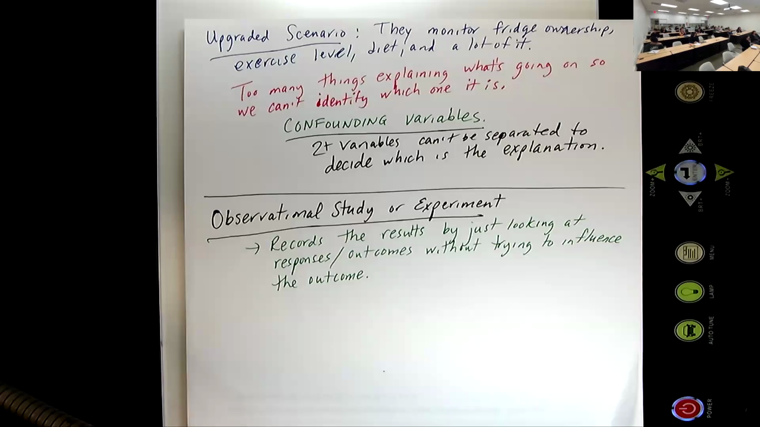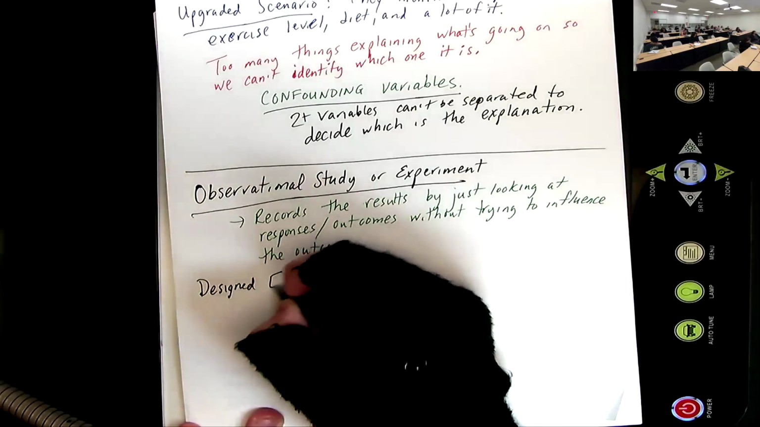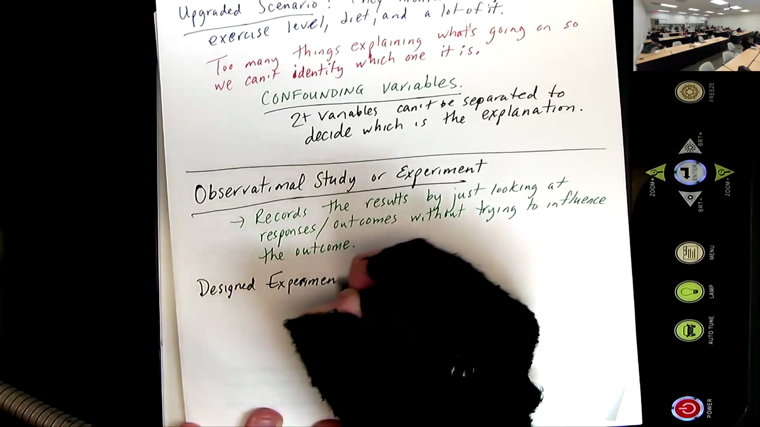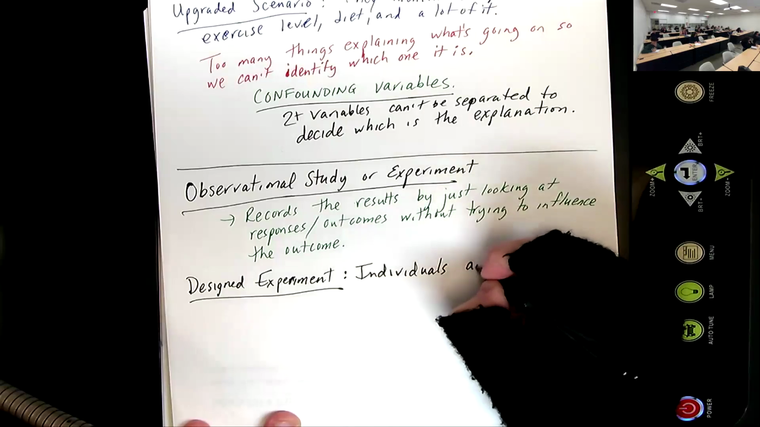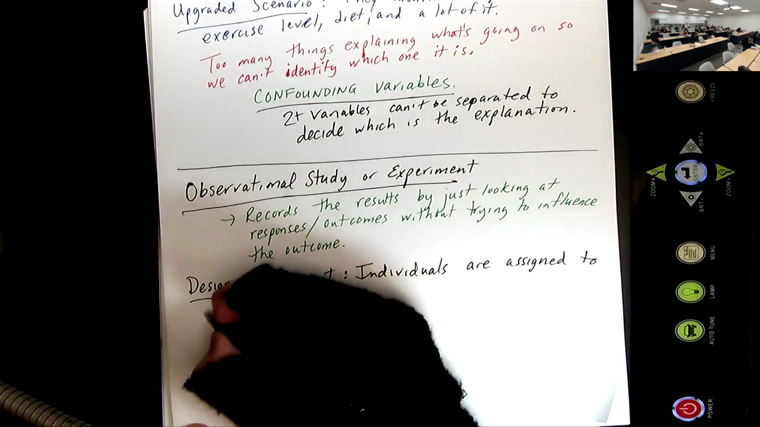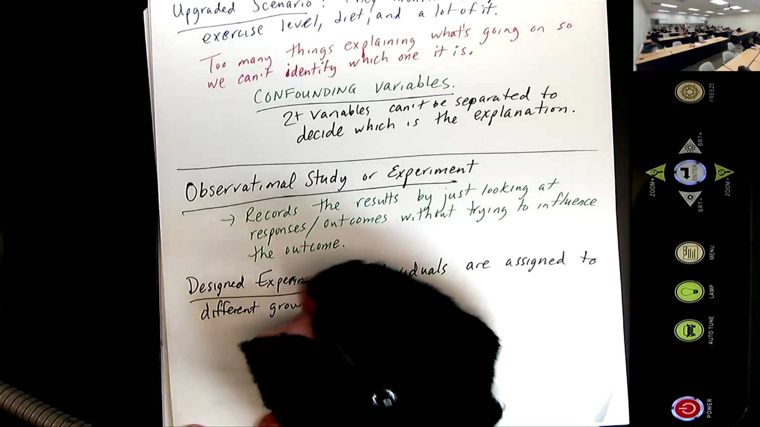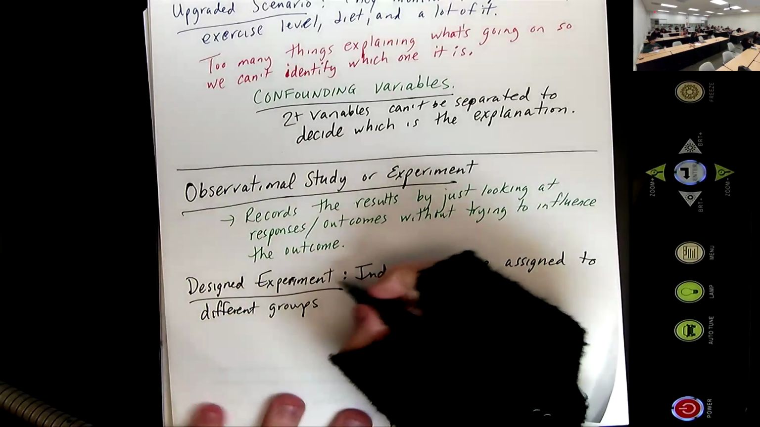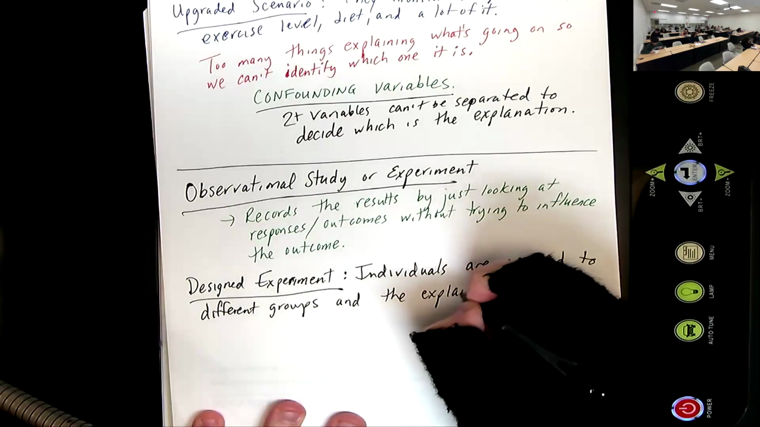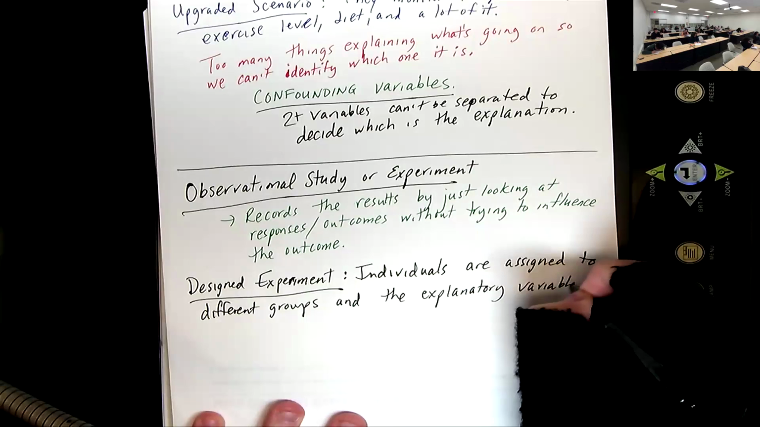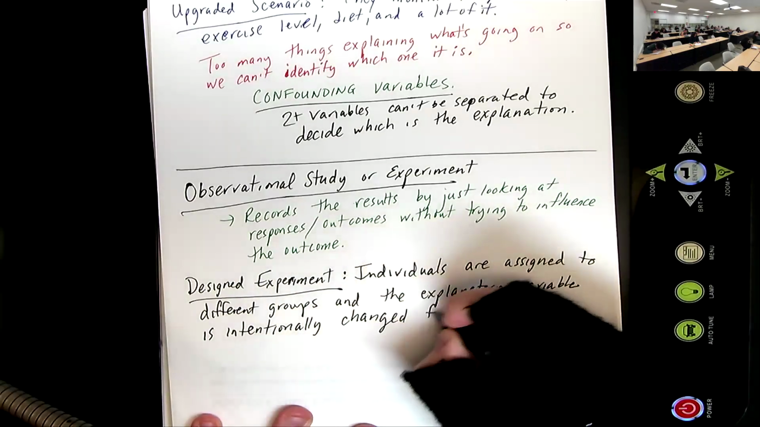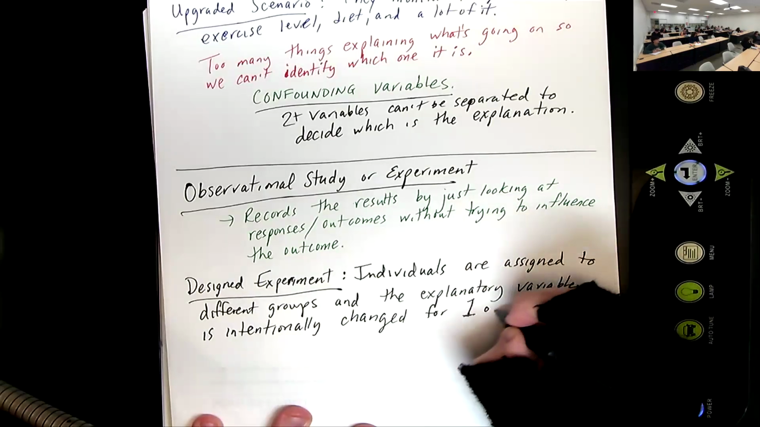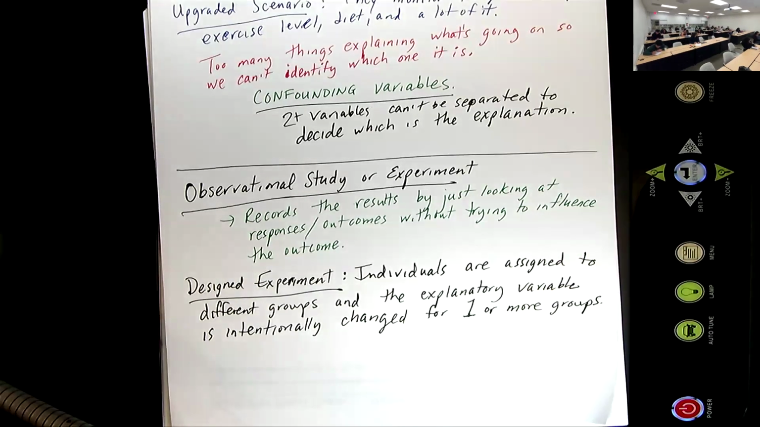The other type of category is called the designed experiment. Individuals are assigned to different groups, and the explanatory variable is intentionally changed for one or more groups. And then the response is recorded for each group separately.